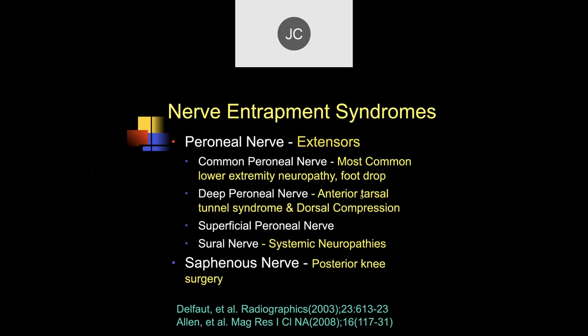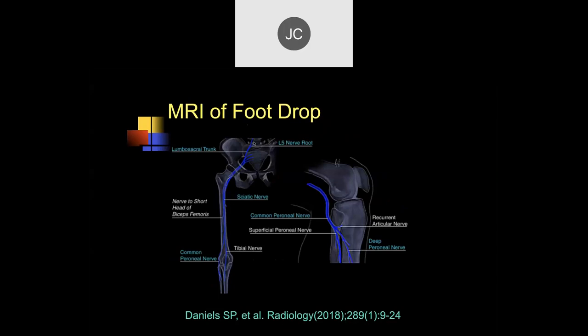So if we look at foot drop, you start out here with nerves coming out of the lumbosacral plexus, coming down through the sciatic nerve, which then goes into the common peroneal nerve and the tibial nerve. The common peroneal nerve comes over here around the proximal end of the fibula, where it is a very sensitive nerve to trauma. And here is a blow up of the common peroneal nerve coming around the head of the fibula, where it then divides into the deep peroneal nerve and the superficial peroneal nerve in this location.